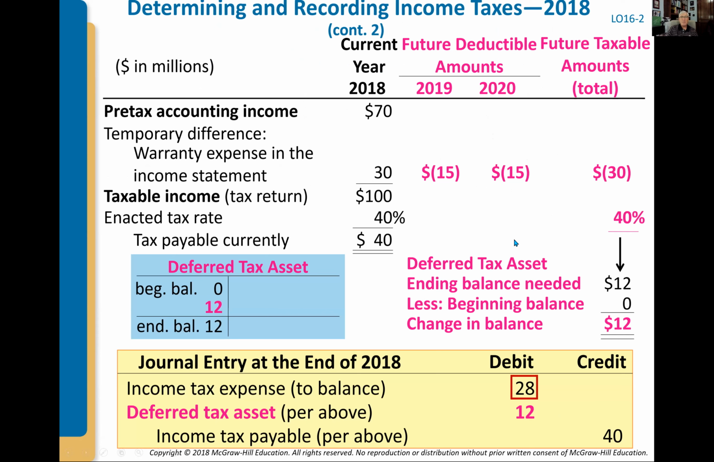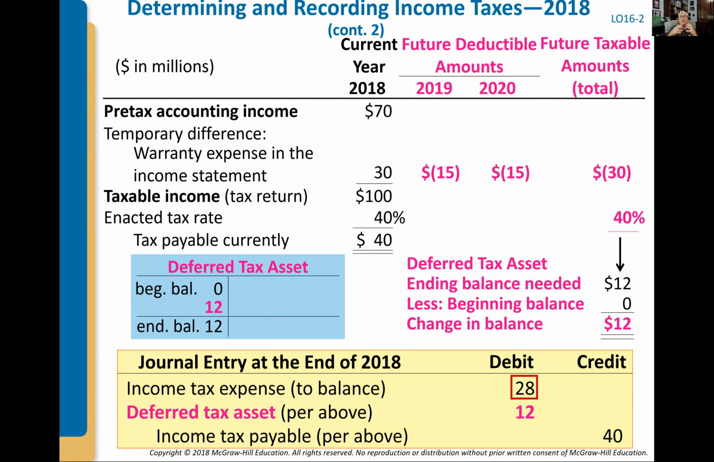All right. Step 1, still the same steps for a deferred tax asset or deferred tax liability. What is on the tax return? What's the taxable income on the tax return? That was 100. I'm going to multiply that times the tax rate, 40%, and I'm going to record my income tax payable of 40. There you go.